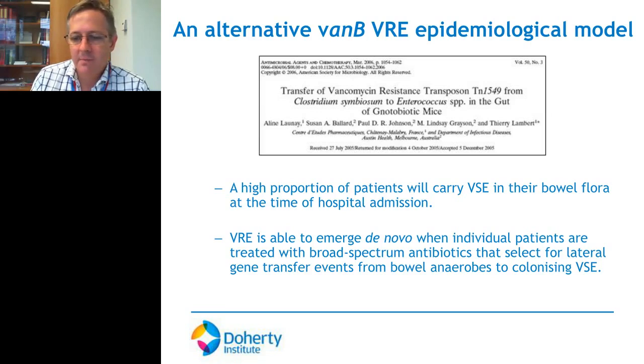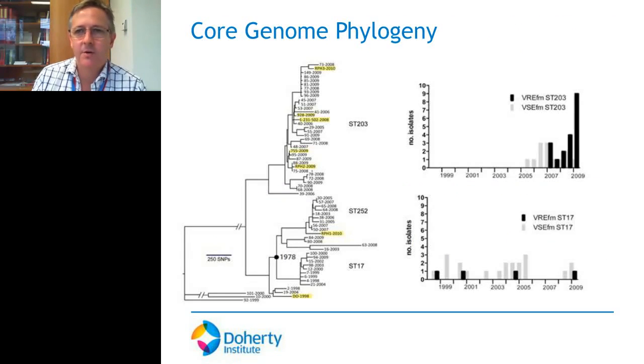And so this made us think a bit more about what is actually going on with VRE in Australia, and how common is this transmission of this resistance element between the anaerobes in the human gut and VSE isolates to generate new clones of VRE. And is this partly driving this issue of failure of infection control to stop VRE?